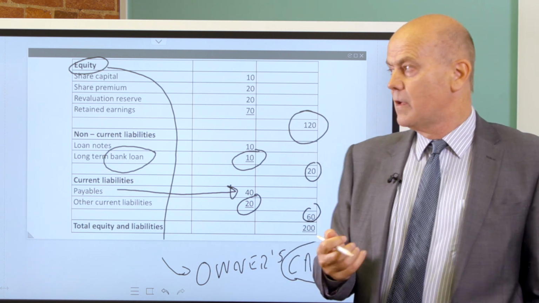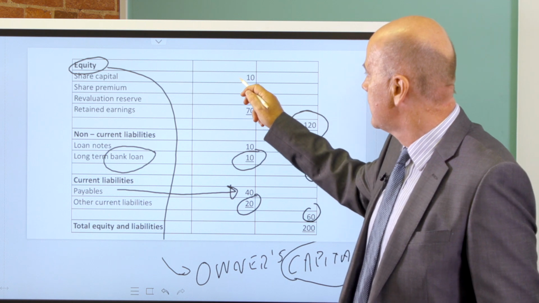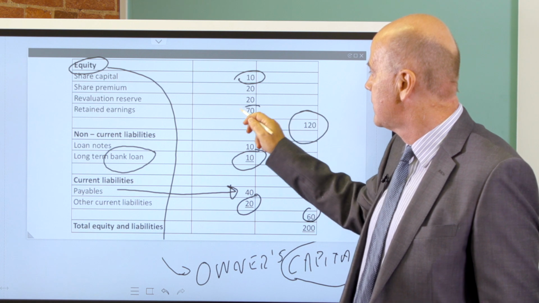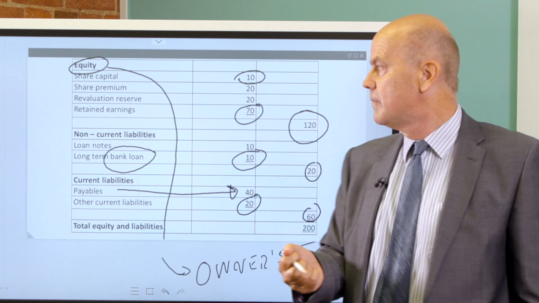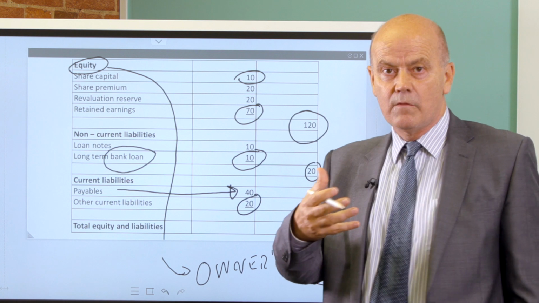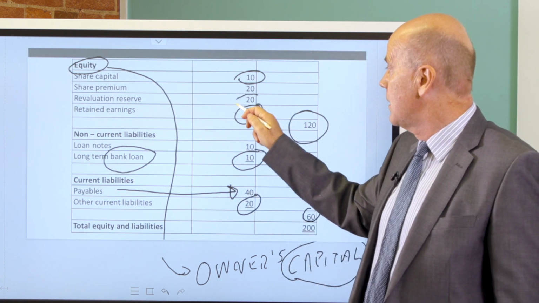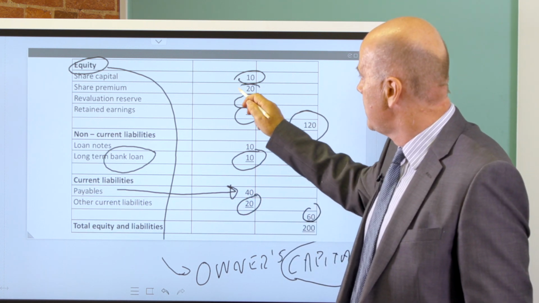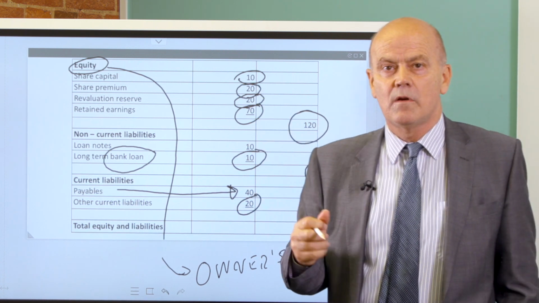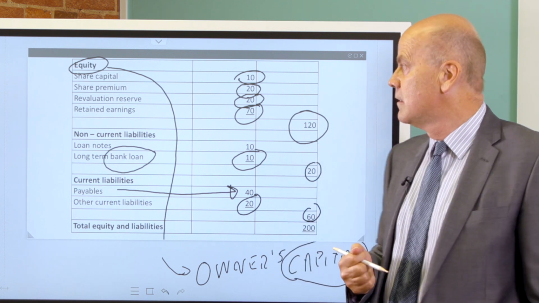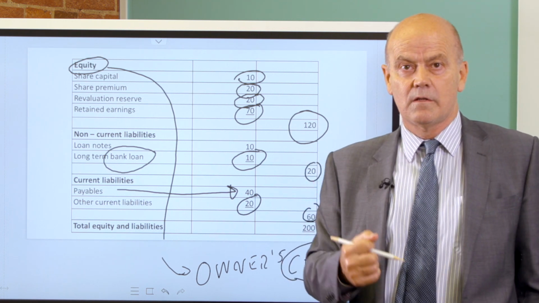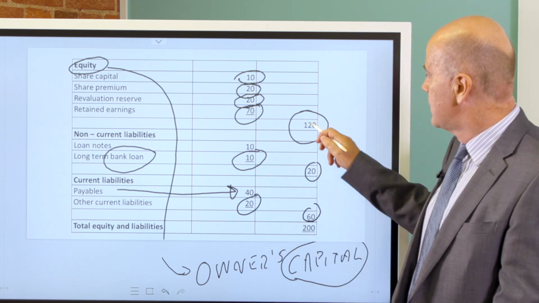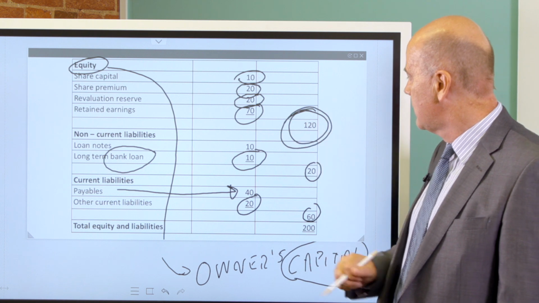How did they invest that money? Originally, they bought shares for $10 million. They then have profits accumulated, 70 million. We have a revaluation, so maybe the property went up in value, $20 million. And then share premium. That is the situation where we've issued shares at a profit to another set of shareholders, and we, in a sense, have made a profit on that capital. So the total is $120 million.